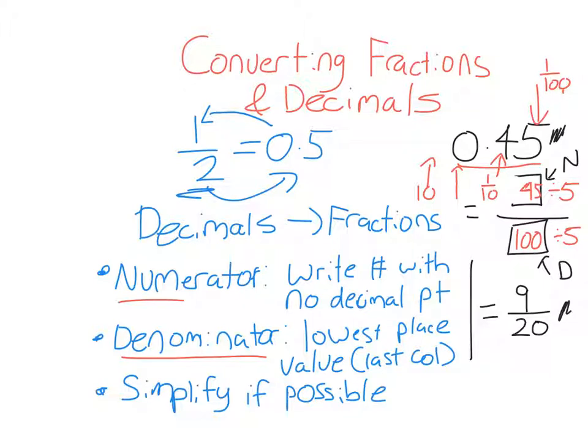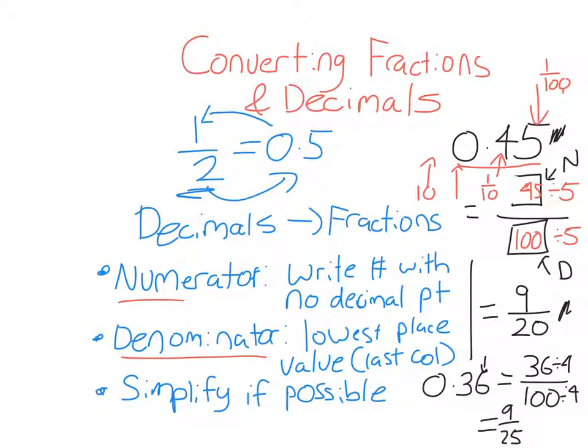Now I'll do one more example really quickly. So let's say I want to do 0.36. Again, the lowest place value here is hundredths, so 100 goes on the bottom. I write the number without a decimal point as the numerator, and then I simplify if necessary. 36 and 100 are both divisible by 4, so I divide 36 by 4 and 100 by 4, and I end up with 9 over 25. And I'm done. I have converted a decimal to a fraction.